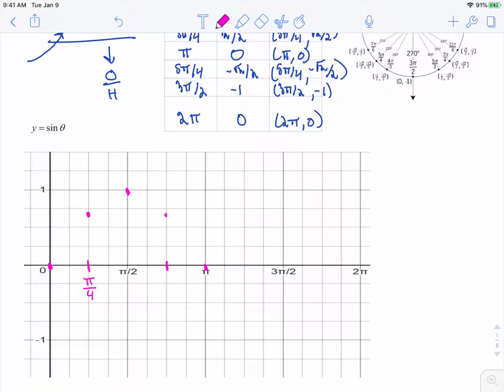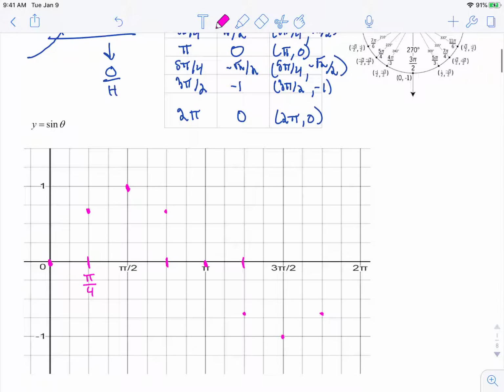Pi 0, it's a nice one. 5 pi over 4 would be halfway between here, so that would be negative root 2 over 2, so I'm just a little bit like right here. 3 pi over 2 gives me negative 1. We did not plot 7 pi over 4 just because I ran out of space on my chart. But if we wanted to plot it, it would be right here. And then 2 pi gives me 0.